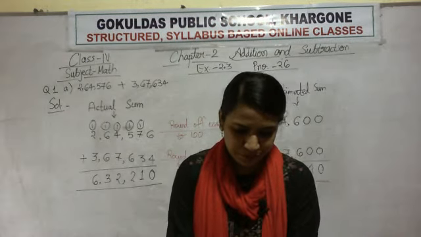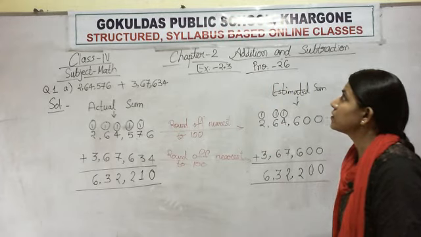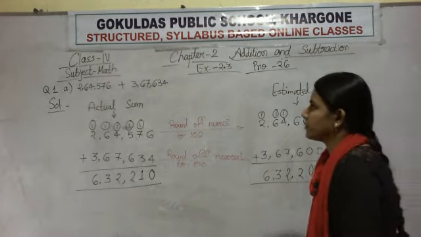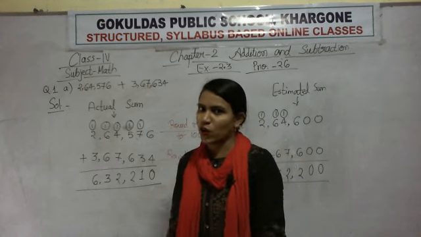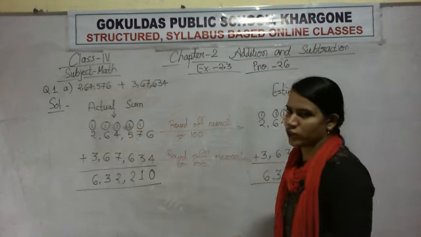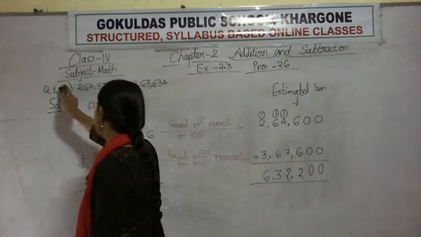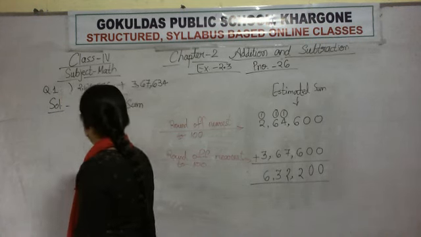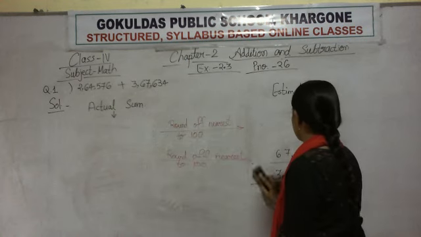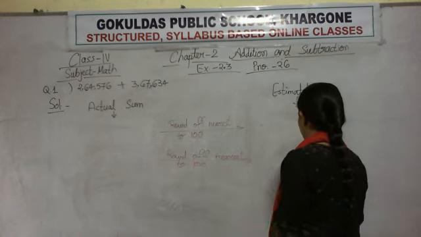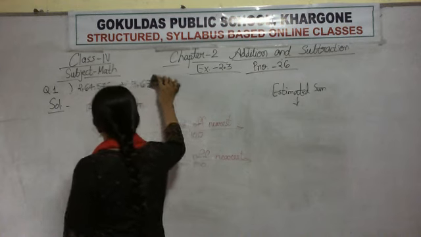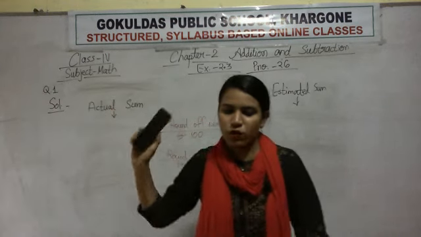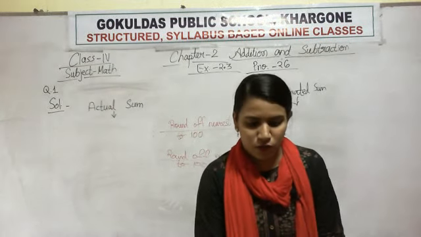Let's do question number D. Now B and C are your homework part. We are going to do the last question, question number D. If you forget how to round off the numbers, then please rewatch and keep practicing the rounding of numbers.